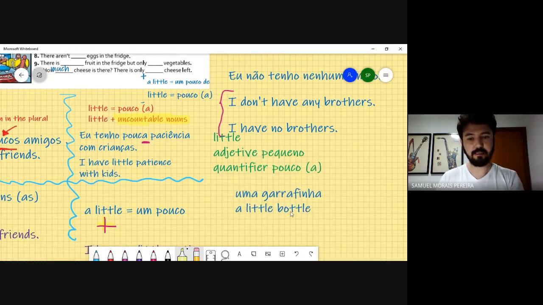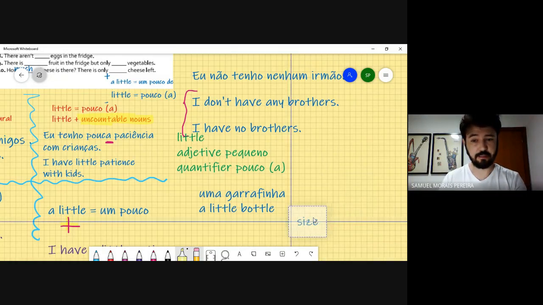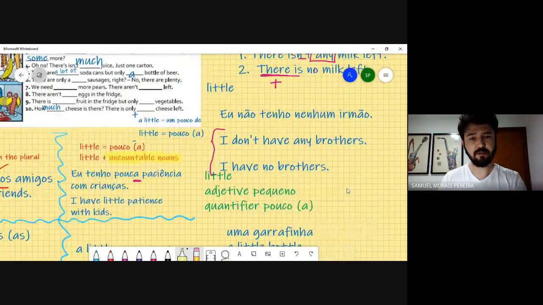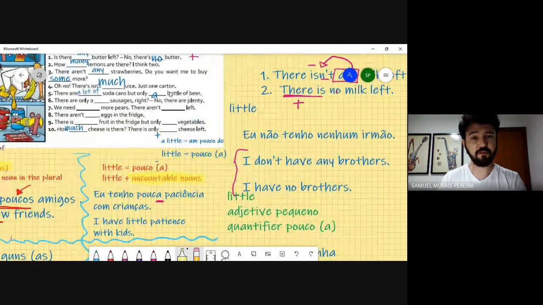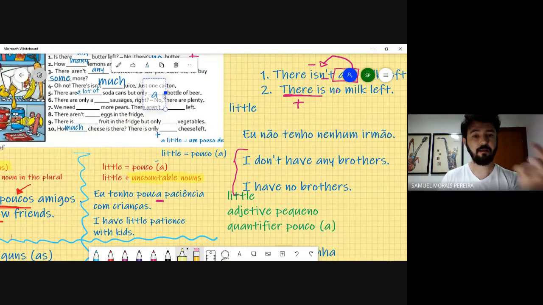So in this case here, it's perfectly possible to say little bottle, but in this case I am talking about the size, né, o tamanho da garrafa. Okay, this is a little bottle. But this is not the case because the context here is different, né? Eu não estou falando de uma garrafinha de cerveja, eu estou falando que tem uma garrafa de cerveja. So the answer here is a bottle. Uma garrafa de cerveja, ok?